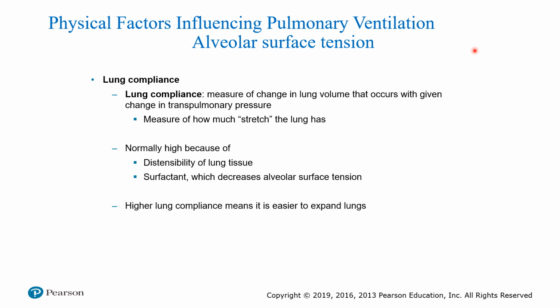We already went over resistance and then the surface tension. And now the third thing is the lung compliance. Lung compliance is the measure of change in the lung volume that occurs with a given change in transpulmonary pressure. It means how much the lung can stretch, in simple words. And it depends upon the distensibility of the lung, and it also depends upon the surfactant. If the surfactant is present, it reduces the surface tension and increases the distensibility of the lung. If it is a healthy lung, it will be able to stretch. And higher lung compliance means that it is easier to expand the lung.